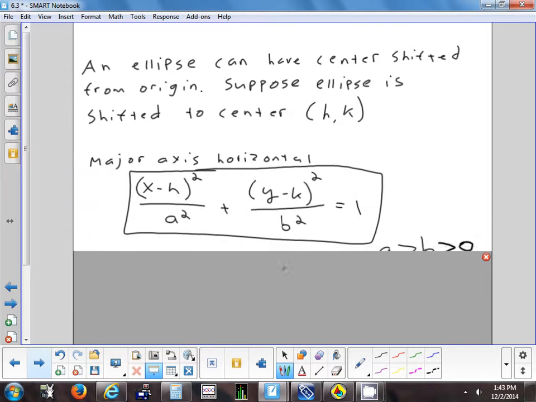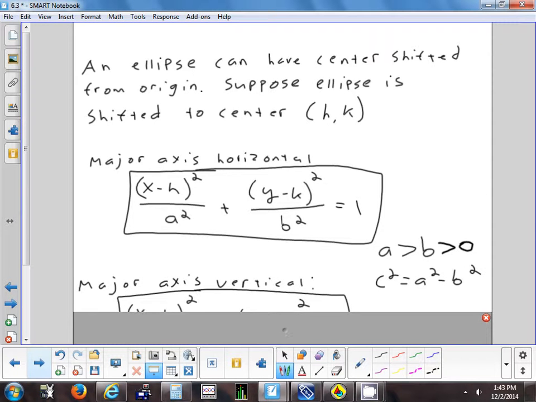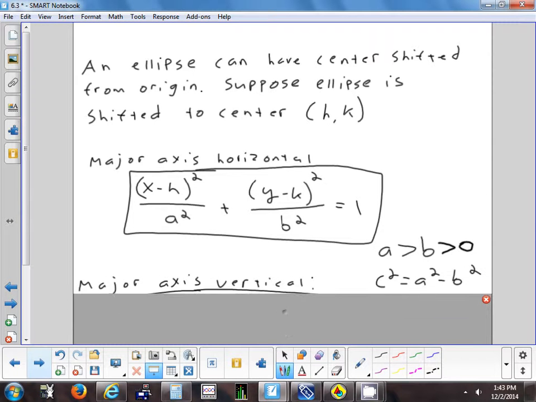So now we're going to shift it. This is where the h and the k come in. If you can do everything we did before, then you're going to have no problem with adding in a minus h and minus k. So h, k is the center. A, b, and c, all exactly the same.